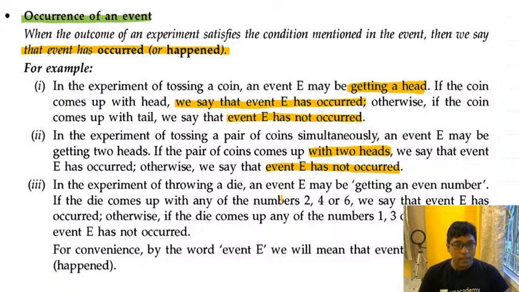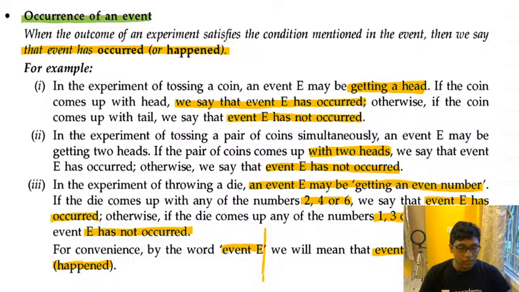In the experiment of throwing a die, an event E may be getting an even number. If the die comes up with any number 2, 4, 6, we say the event E has occurred. Otherwise, if it comes out with 1, 3, 5, the event E didn't occur. For convenience, by event E we mean the event E has occurred. So that is the concept of occurrence of an event.